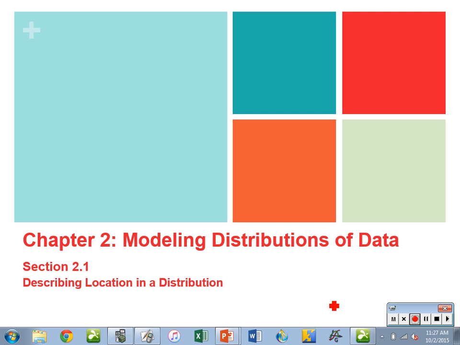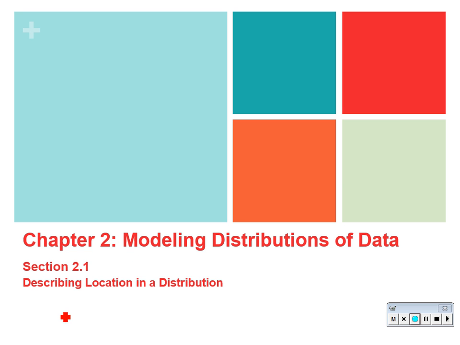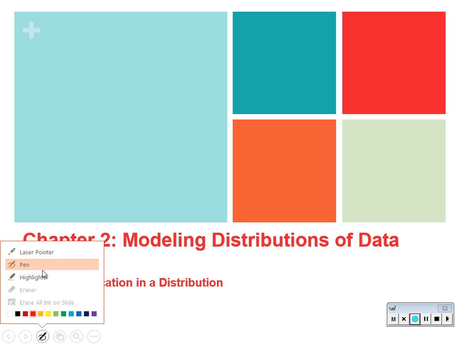So what we're going to start to look at in Chapter 2 is modeling distributions of data, and what we're going to look at first here is describing location in a distribution. That's essentially going to amount to two things for today. One is what's known as a percentile, the other of which is what's known as a z-score. And we'll first take a look at some different things involving percentiles.